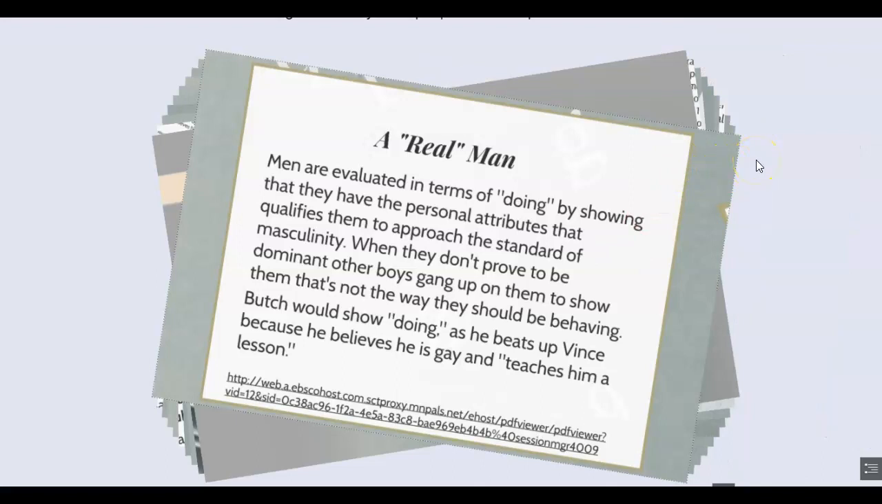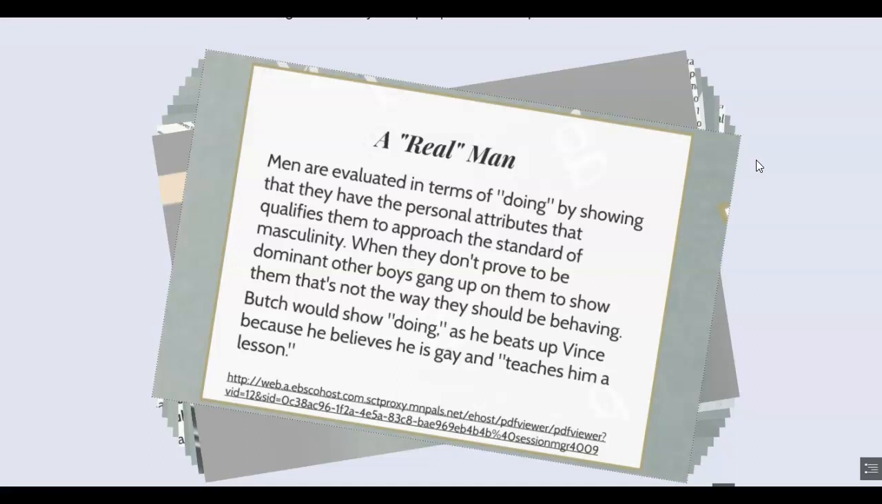A real man. Men are evaluated in terms of doing by showing that they have the personal attributes that qualify them to approach the standard of masculinity. When they don't prove to be dominant, other boys gang up on them to show them that that's not the way they should be behaving. Butch would show doing as he beats up Vince because he believes he is gay and teaches him a lesson.